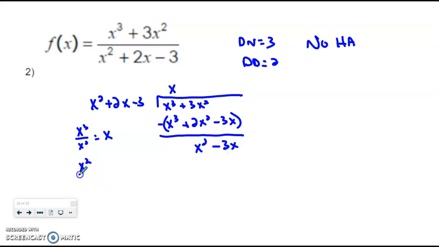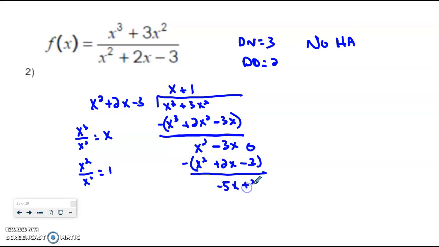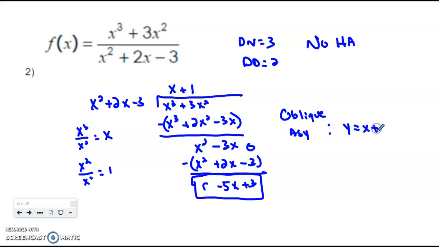So I'm going to take x squared divided by x squared, and that is 1. So I get x plus 1. I take 1 times x squared plus 2x minus 3, and I get x squared plus 2x minus 3. I'm subtracting these, so x squared minus x squared is 0, and I get negative 3x minus 2x, which is negative 5x plus 3. But it doesn't matter because this is your remainder, negative 5x plus 3. Your oblique asymptote is going to be y equals x plus 1.